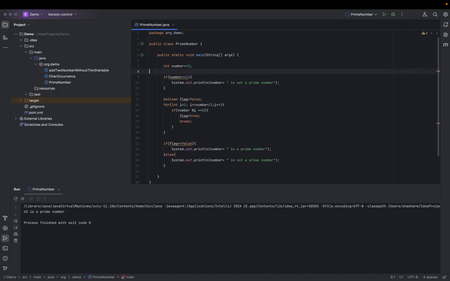For the day, this is the only program. In the next lecture, we will write a program to find prime numbers from the given input range.